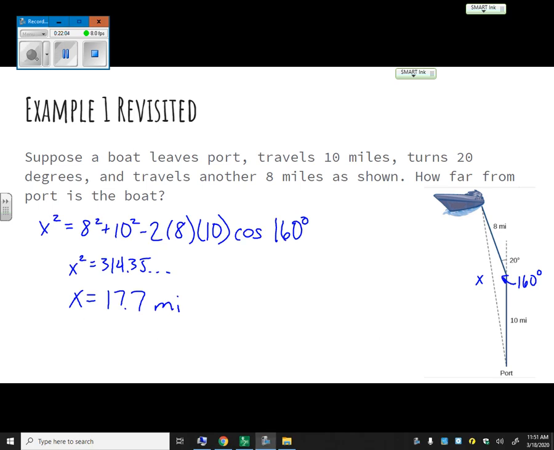I got 17.7 miles on it. I'll tell you, I got 3.7 up front because I goofed up this negative sign in here when putting everything in. So be super careful. Make sure your answer makes sense. 17.7 makes way more sense than 3.7 for this distance of x right here.